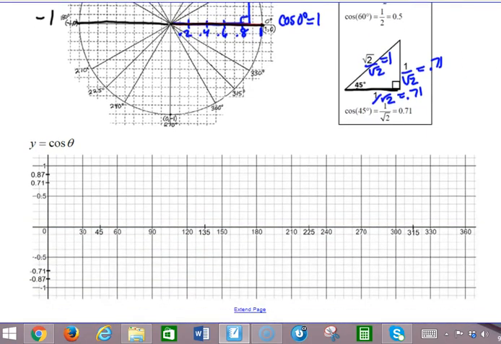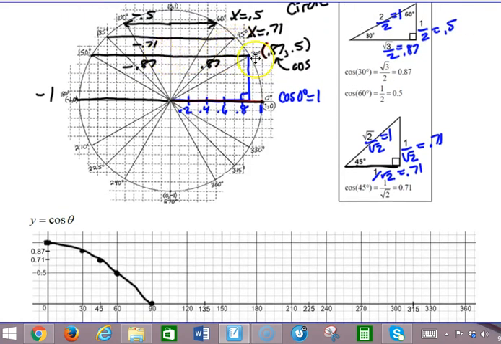So for my cosine, I start out at 1. At 0 degrees, I'm at 1. At 30 degrees, 0.87. At 45 degrees, 0.71. At 60 degrees, 0.5, and at 90 degrees, 0. So I have this curve going downward as the size of those adjacent sides.